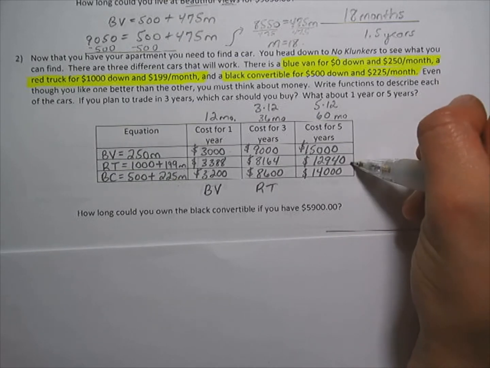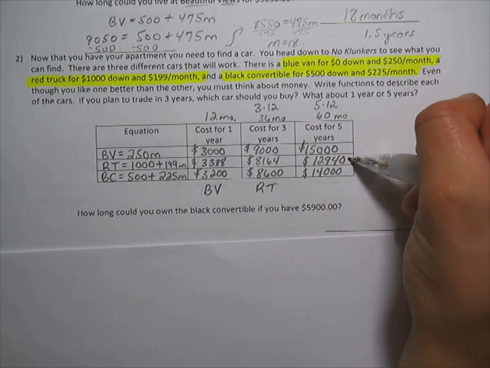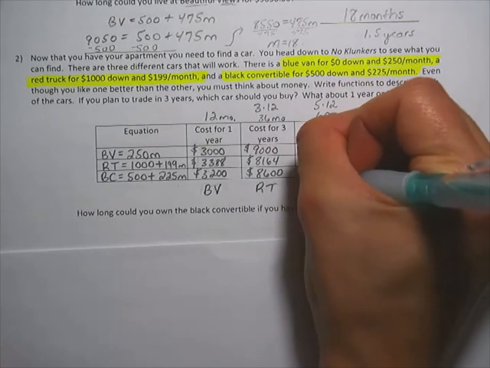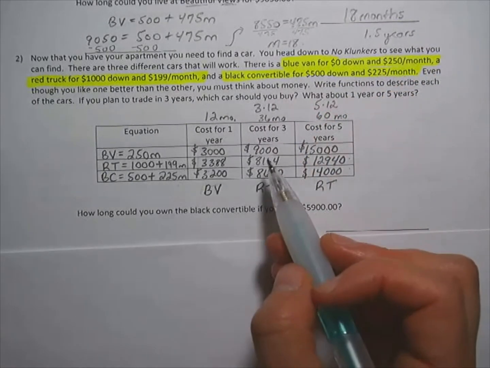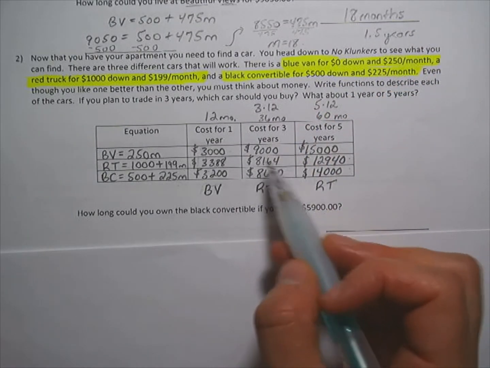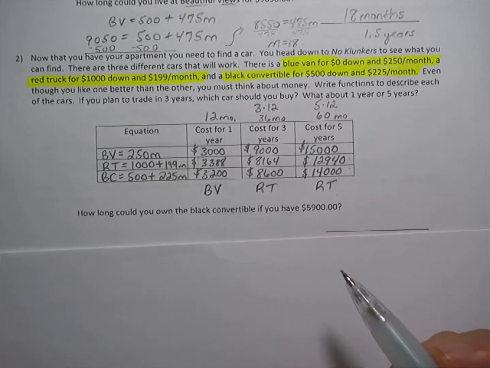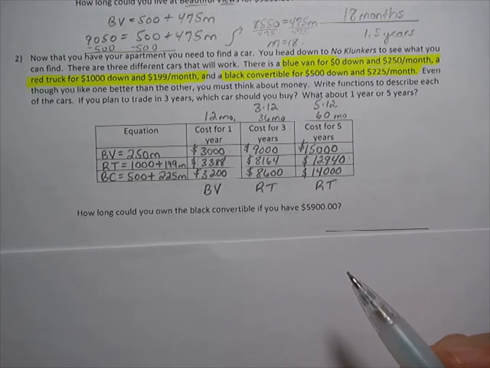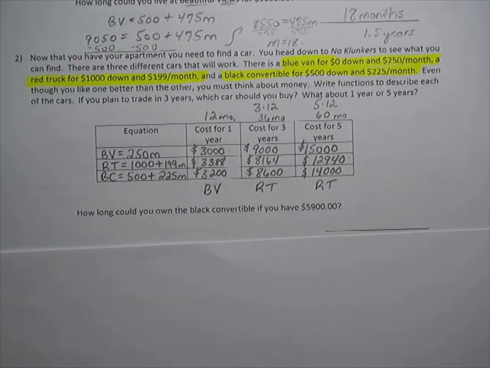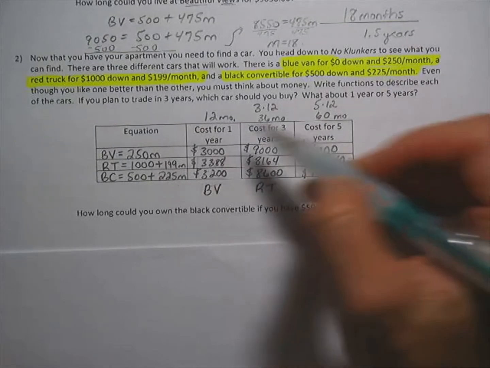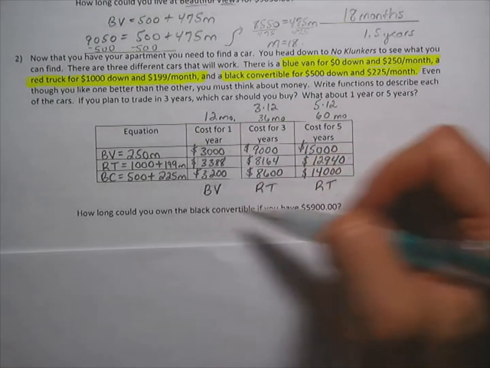Well, which one's the cheapest after 5 years? And that looks like it's the red truck. So if you have the vehicle for 3 years or more, it's looking like the red truck would be the best value for the amount of time that you can use it. Okay, so just looking at equations, kind of learning how to compare numbers here.